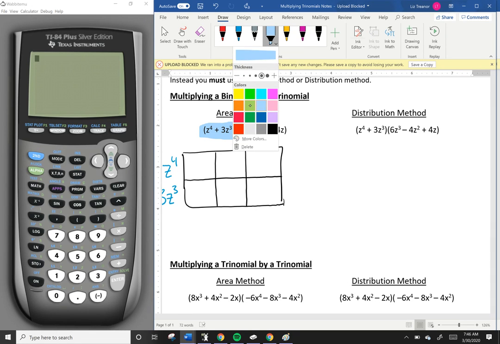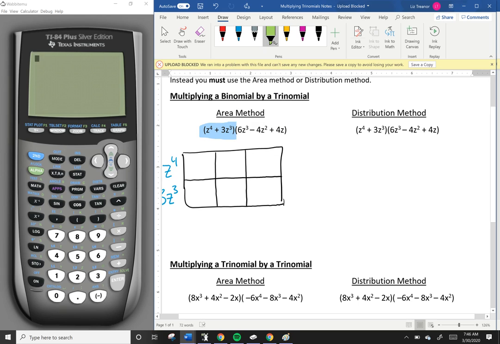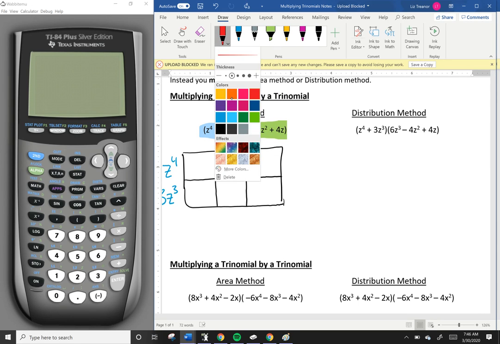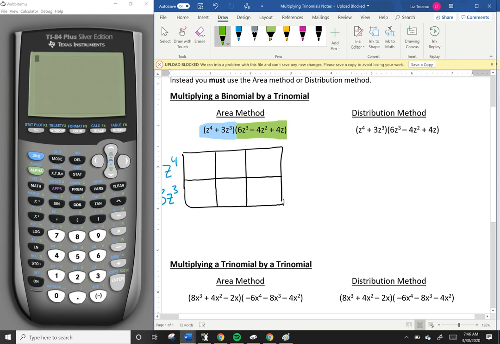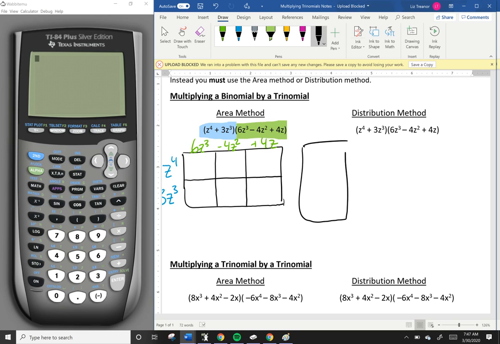because on top, I'm going to put the second polynomial. So that's going to be 6z cubed minus 4z squared plus 4z. And if you wanted to, you could have drawn a box this way. That would have just changed where your polynomials go. So I'm choosing this way.